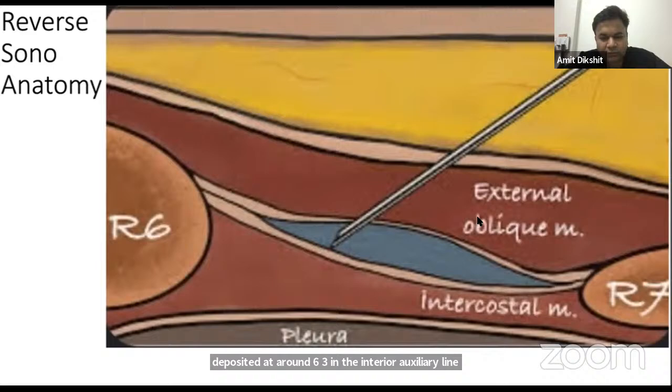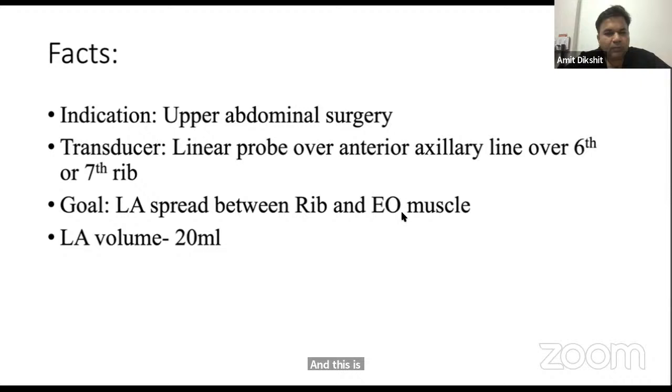And we open up the external oblique and the space between the intercostal muscle. So it's a very superficial block. You can even hit the sixth rib near the anterior axillary line and just deposit 20 mL of local anesthetic. All these blocks are for post-op analgesia, so 0.2% ropivacaine or 0.25% bupivacaine, levobupivacaine is just good enough. And this is between rib and external oblique muscle.